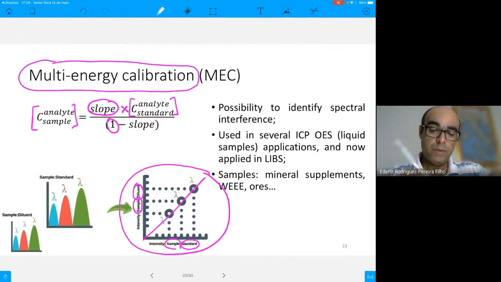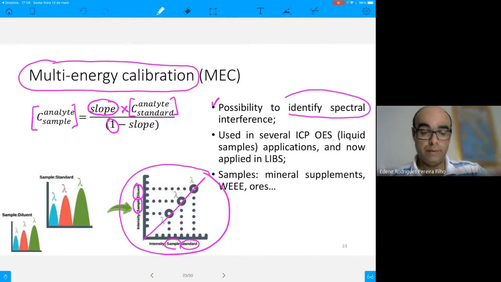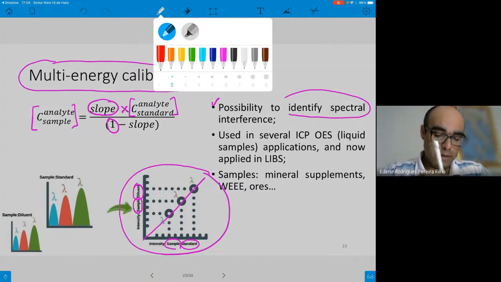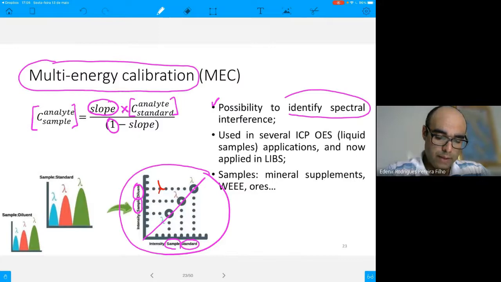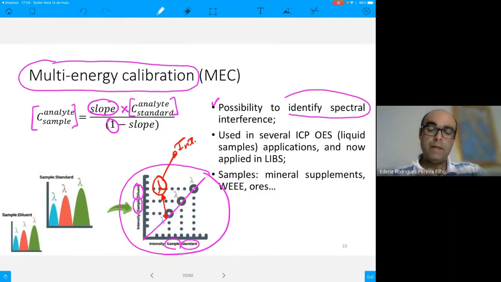Using MEC, we can also perform the identification of spectral interference. In the case of a wavelength that is not in the linear model, for example, this wavelength here is far from the model, this is probably an interferent. And then we can remove this wavelength and calculate the model again.